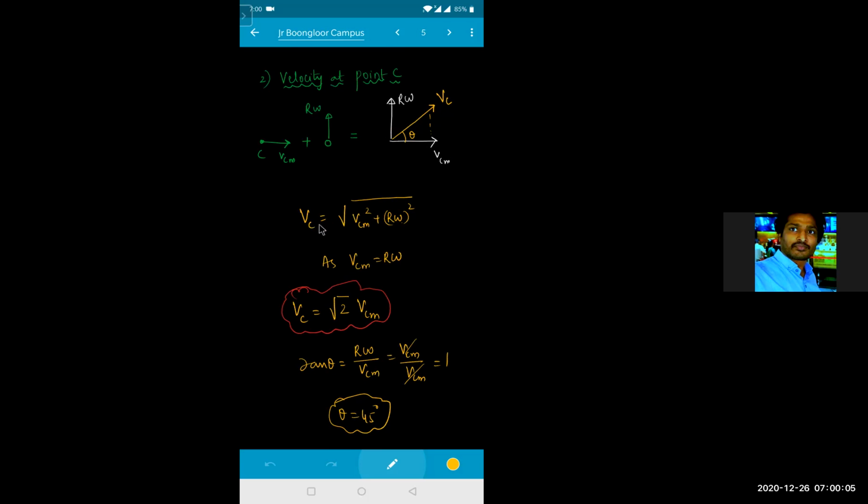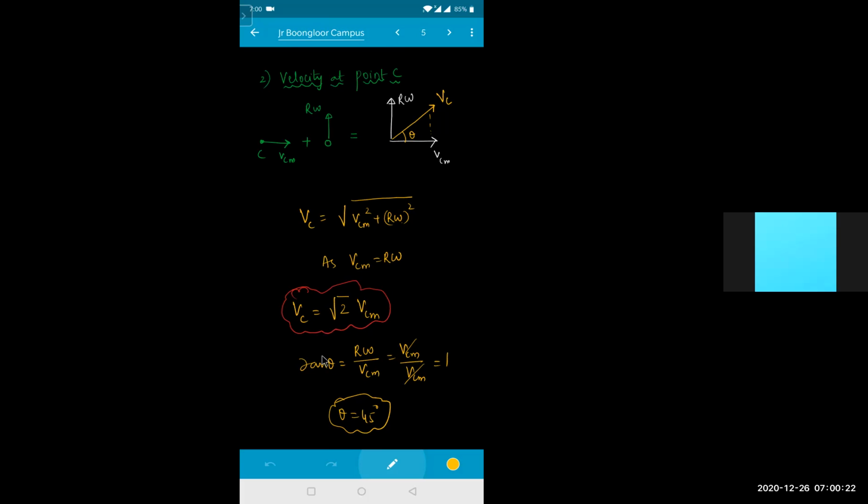So this is a vector: VC is equal to the square root of VCM square plus R omega whole square. How did it come, do you have an idea? As VCM is R omega, VC will be equal to root 2 into VCM. Okay?